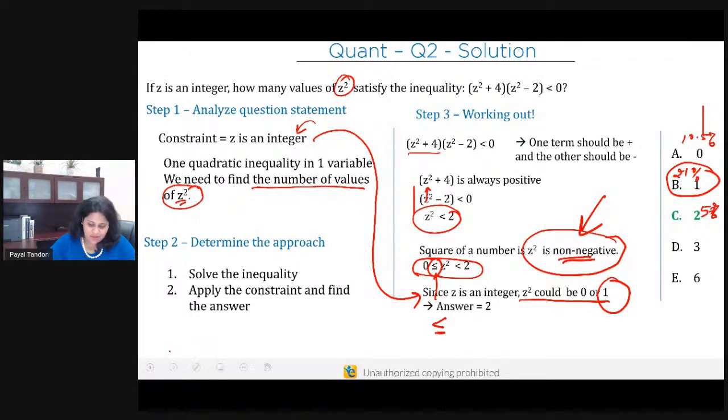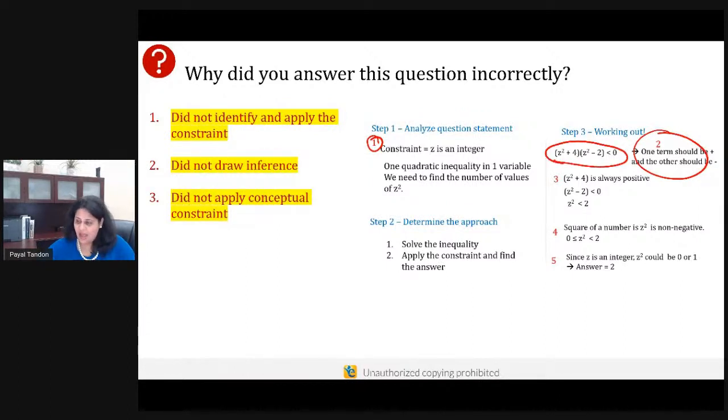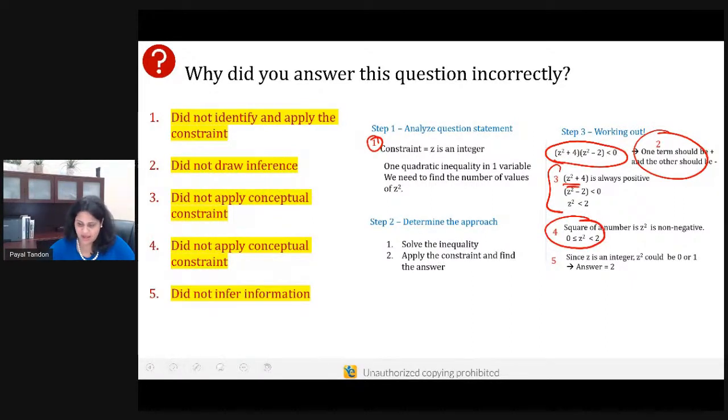So if you think about it, if you were to do error analysis on this question, really speaking, each of these points over here in the solution is actually a process skill related point. Okay, so first one, if you didn't consider that z is an integer, you actually failed to apply the process skill of applying constraints. If you didn't get to this part over here, that means you were not able to draw an inference based on this inequality. Okay, if you didn't do this part here, that z square plus 4 is always positive, you didn't apply a conceptual constraint. Likewise, this part over here as well, you didn't apply a conceptual constraint. And then in the end, if you couldn't get to this part, then you didn't infer information. Now again, most likely, number 4 is the reason why you could not solve the question correctly here.